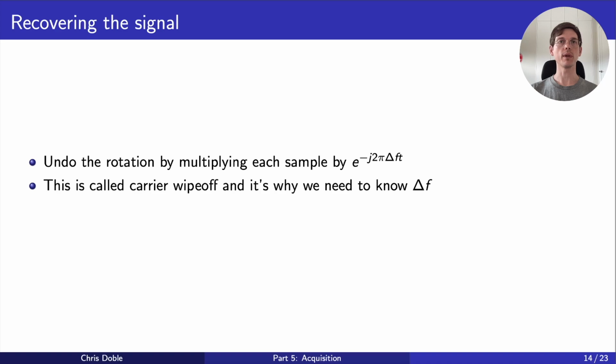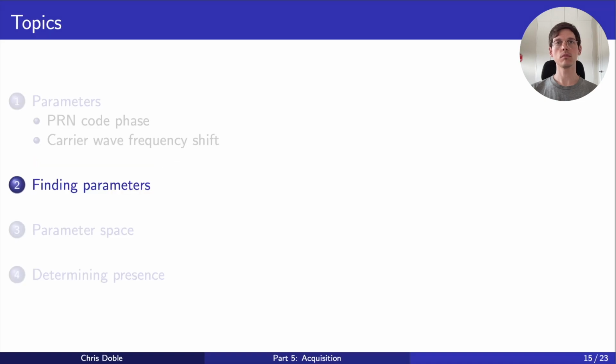Hopefully that explains why we need to know the PRN code phase and the carrier wave frequency shift. The next question is, how do we find them? And the answer is brute force. There's a range of possible PRN code phases and a range of possible carrier wave frequency shifts. We simply test each combination to find the one that results in the strongest signal.